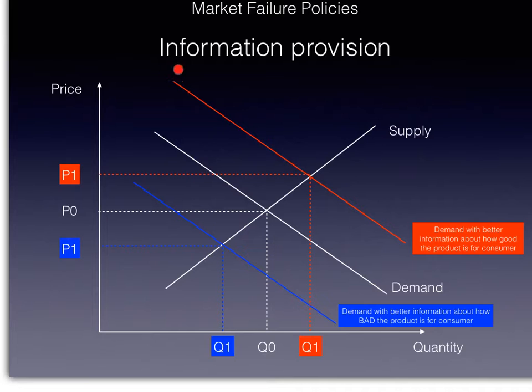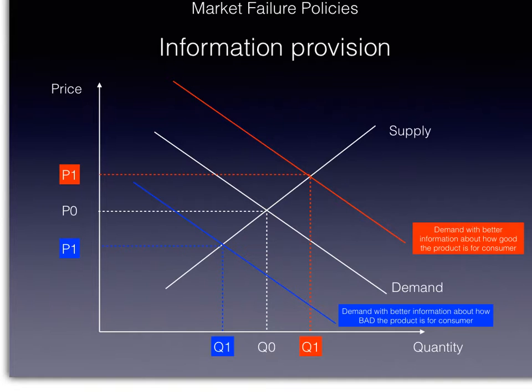Okay, information provision is another one that you need to think about, and what basically information does is it moves your demand curve. So this is the old demand curve with the old equilibrium, and it can go either way. As you can see, I've done it in blue and red for you.